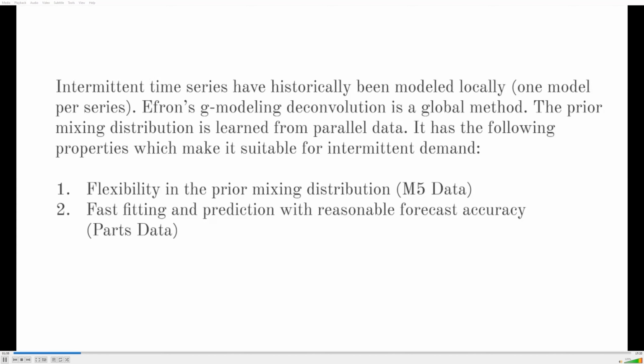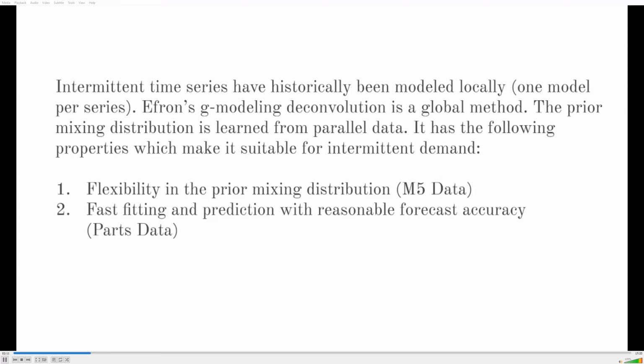First is that it's an empirical-based technique, which means that classically in empirical-based settings, you have a lot of parallel data, and that parallel data informs your prior. And intermittent demand is exactly that.